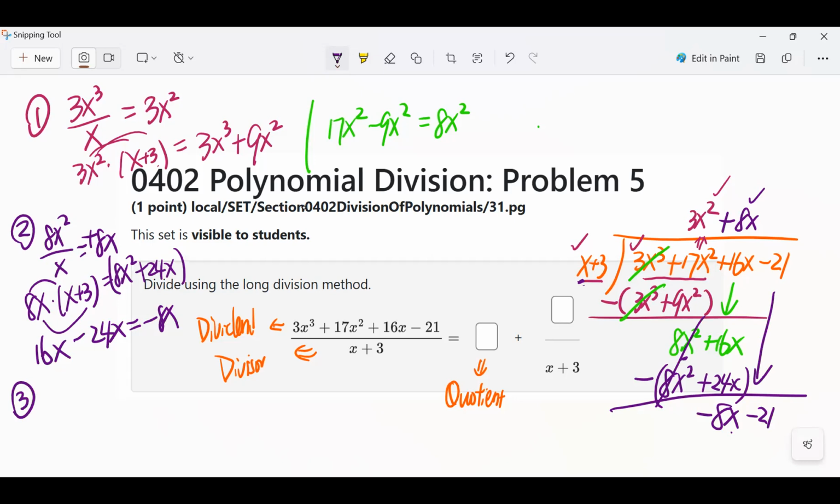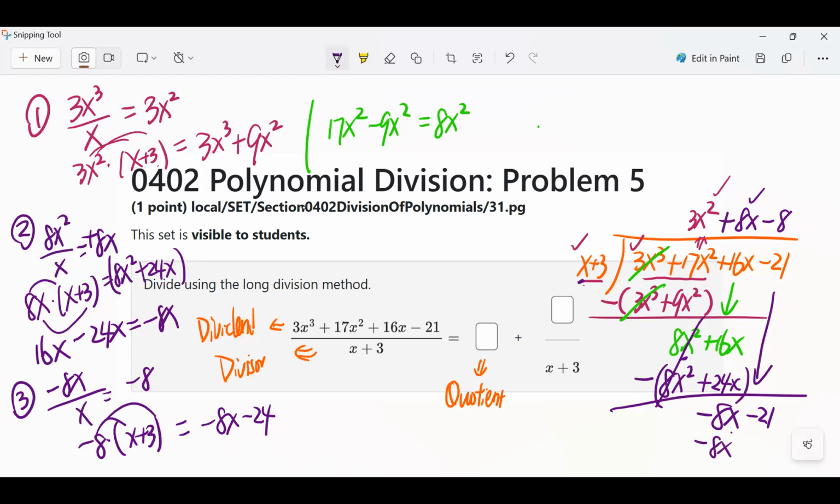Third step, you're taking minus ax, right? Leading term here, dividing by the leading term from the divisor, x minus 8. That means you're gonna put minus 8 here on top of the minus 21. Now you multiply minus 8 by x plus 3. Distributed, you get minus ax minus 24. So we're gonna put that underneath minus ax minus 24.